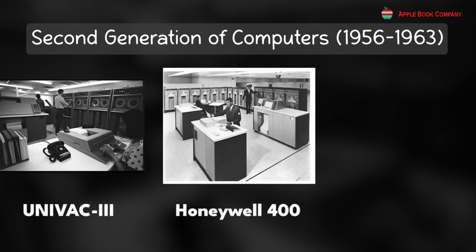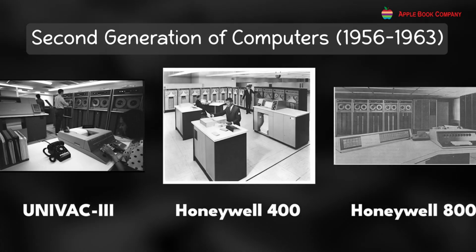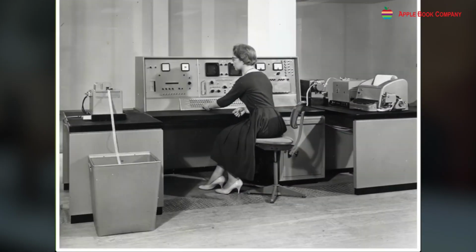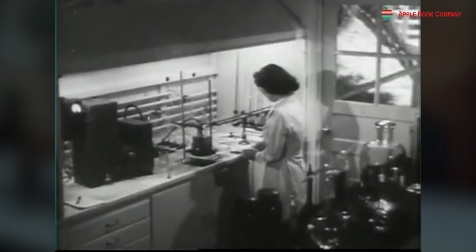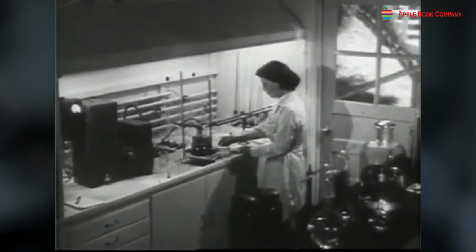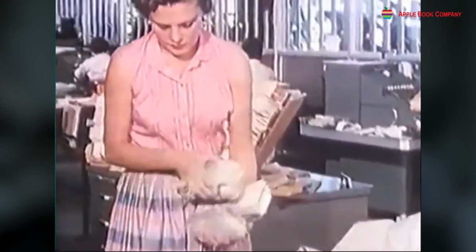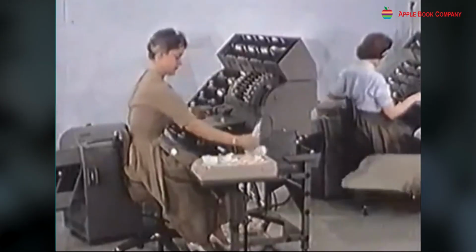Second generation of computers, 1956 to 1963. Second generation computers replaced vacuum tubes with transistors, making them smaller, faster and more reliable. Transistors were invented at Bell Labs and significantly reduced the size of computers. High-level programming languages like Fortran and COBOL were introduced during this period.